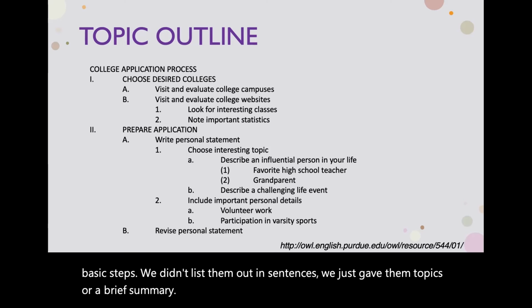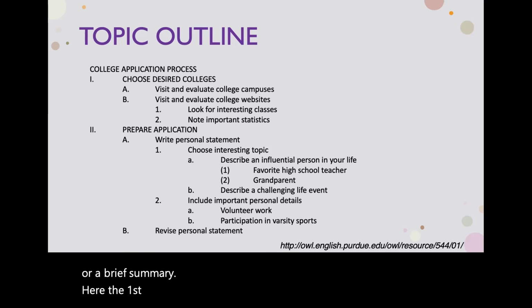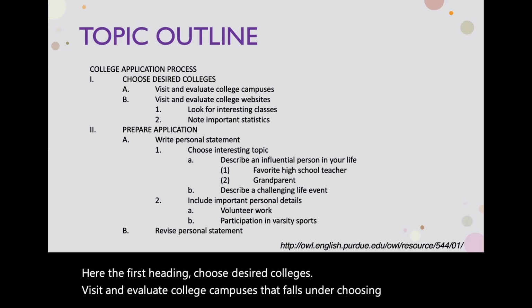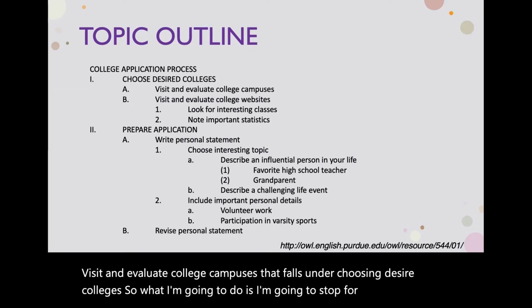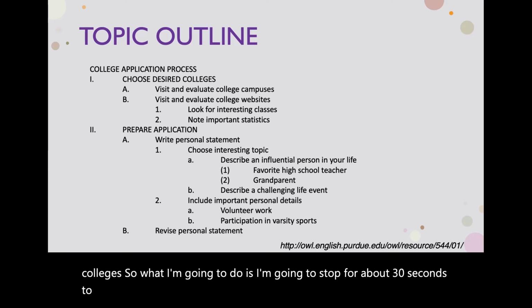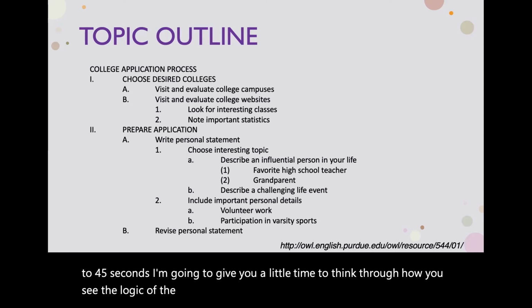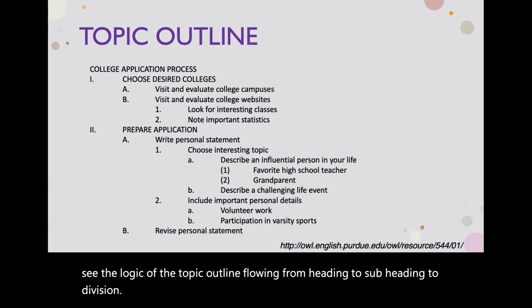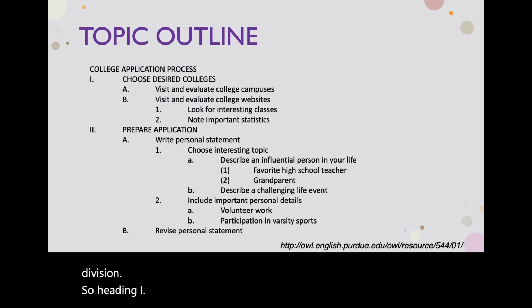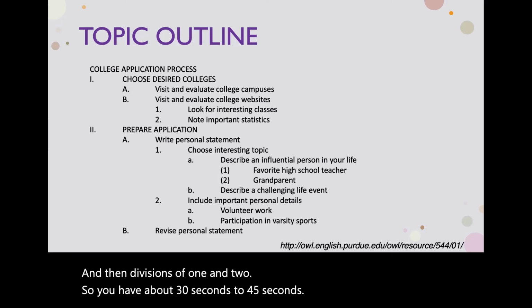Here, the first heading, choose desired colleges. Visit and evaluate college campuses. That falls under choosing desired colleges. So what I'm going to do is stop for about 30 seconds to 45 seconds. I'm going to give you a little time to think through how you see the logic of the topic outline flowing from heading to subheading to division. So heading I, subheading A and B, and then divisions of 1 and 2. So you have about 30 seconds to 45 seconds. And I'll come right back.